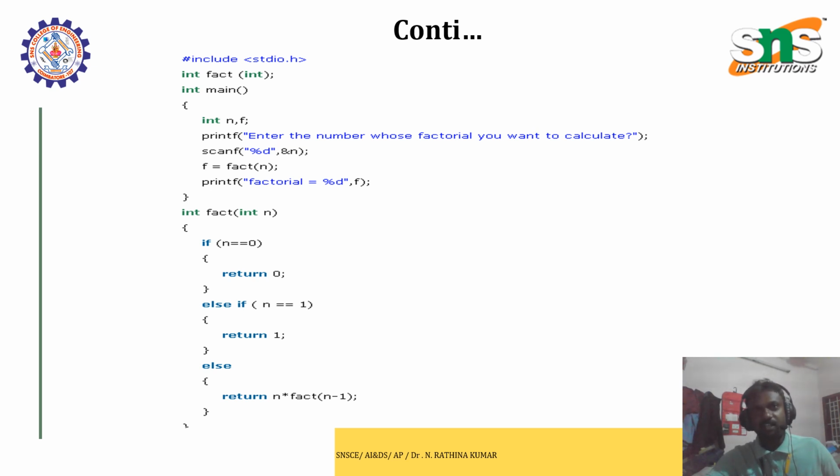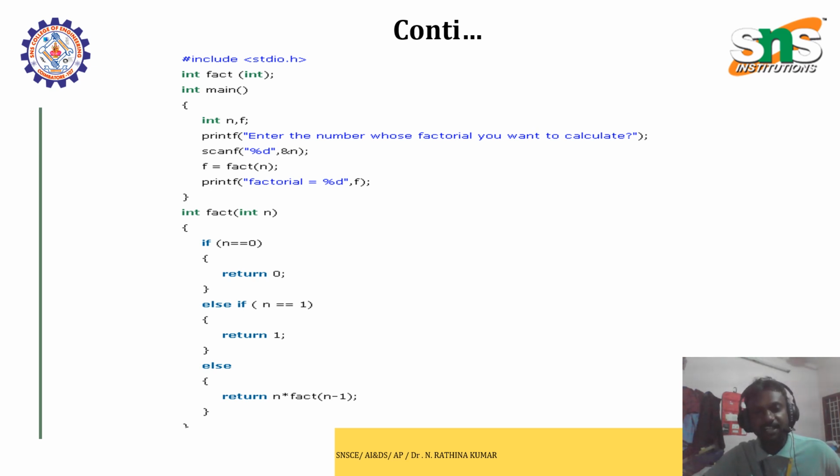The value doesn't change. If n equal to 1, it also returns 1. Else it performs return n * fact(n-1). So when the value of n is equal to 0, it returns a value. When it is equal to 1, it returns a value. When the given value is more than 1, it starts to perform n * fact(n-1). Very simple logic. So here, for example, the value of n is 3.